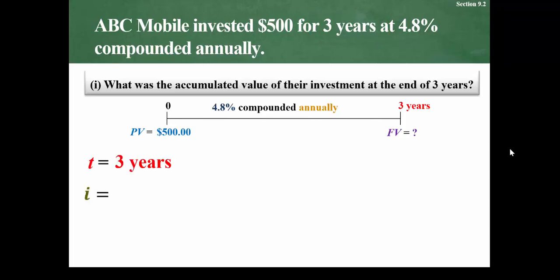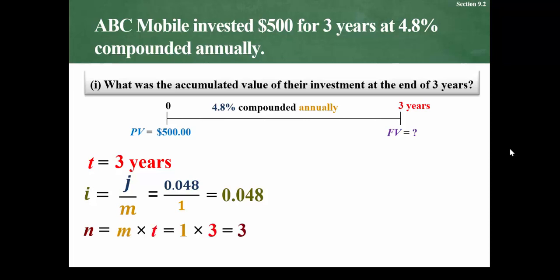Well, we know the formula for I is J over M. And J is 0.048. And M is 1 because it's compounded annually. So I ends up being 0.048. N is equal to M times T. Our M is 1 and our T is 3, so therefore N is 3.